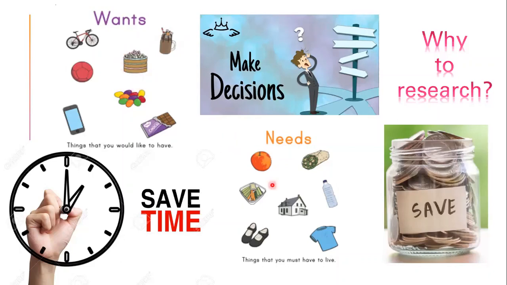And let's talk about needs. So the things that you must have to live. What do we need to live? Food, a place, clothes, shoes, water. So when you go to a field research, when you analyze a market, you can distinguish what people need and what people want. Remember that markets are different, so their needs are different too.